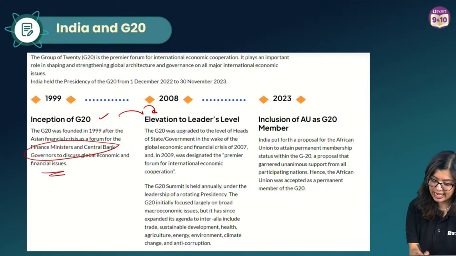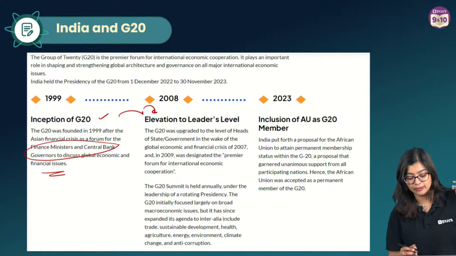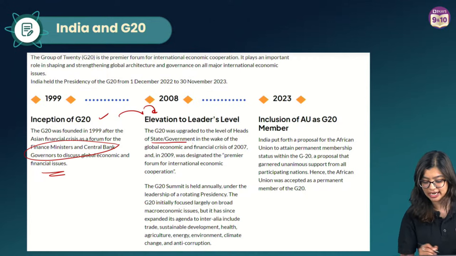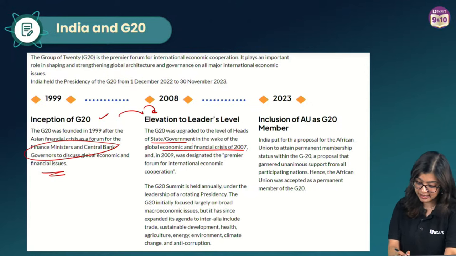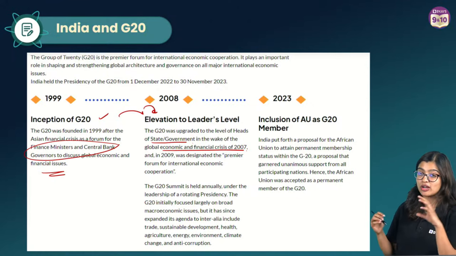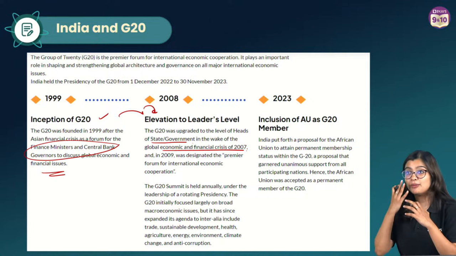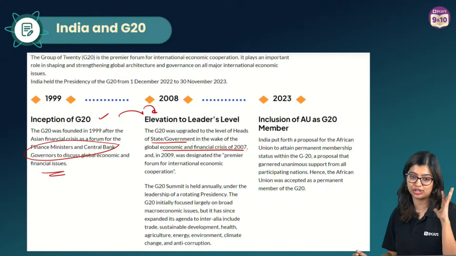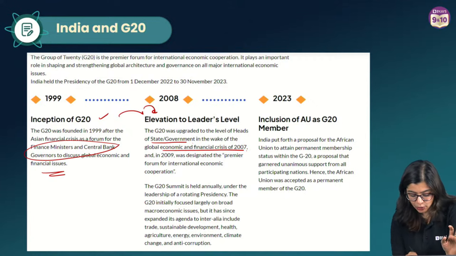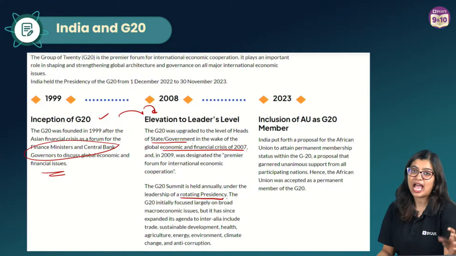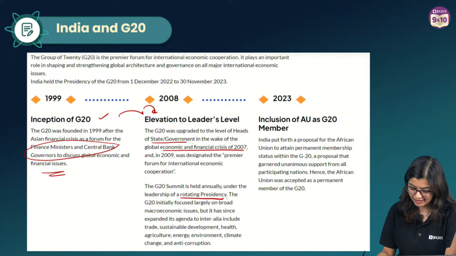Later in 2008, it was elevated to the leaders' level, where we saw that state governments were getting involved as a result of the economic and financial crisis that happened in 2007 to 2009, right? And eventually it became a summit. It was a proper forum, a discussion that was happening. So this was held annually with a rotating presidency. And this year, of course, it was India. Next year, it is going to be Brazil, right?